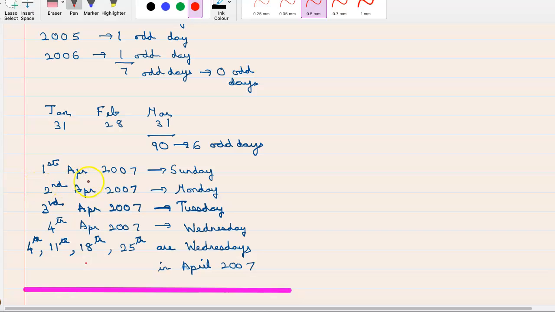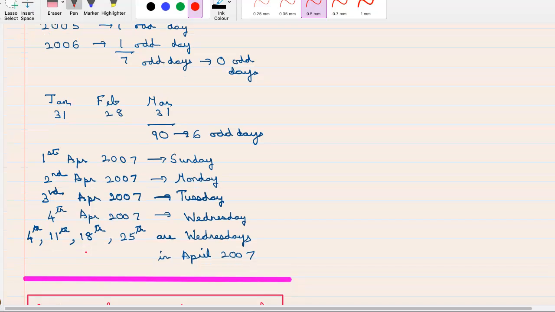And 1st April 2007 will be a Sunday because we are starting from Monday. So Sunday will be the 6th day: Monday, Tuesday, Wednesday, Thursday, Friday, Saturday. So it will be a Sunday. 2nd April 2007 will be a Monday. 3rd April 2007 will be a Tuesday. And 4th April 2007 will be a Wednesday. So 4th, add 7, 11, 18, 25 are Wednesdays in April 2007.